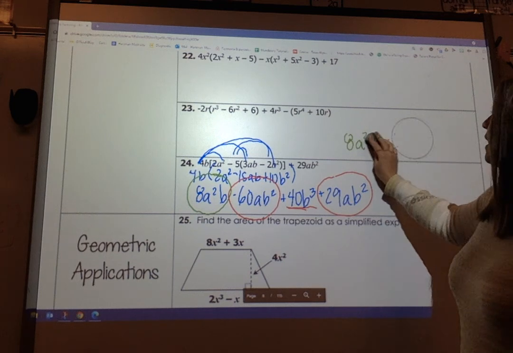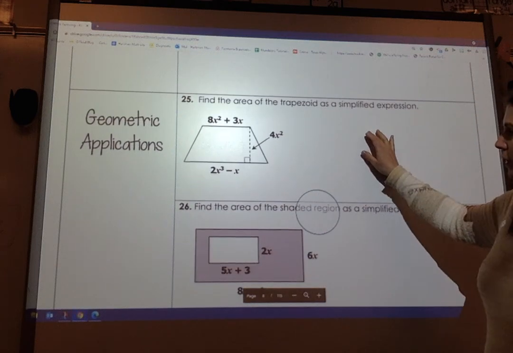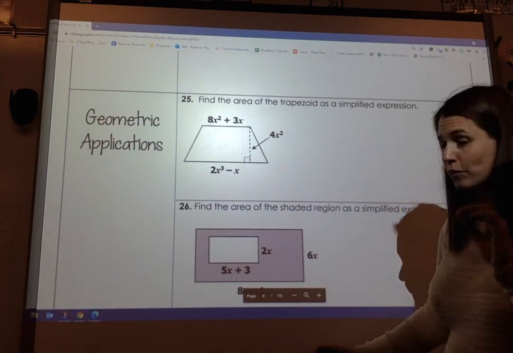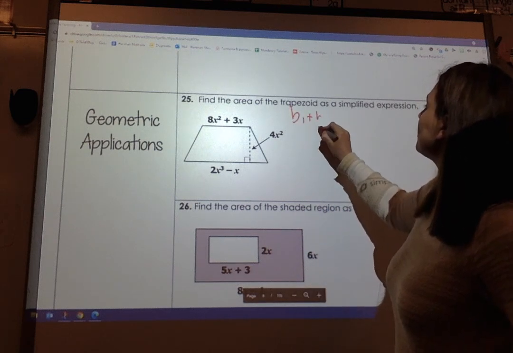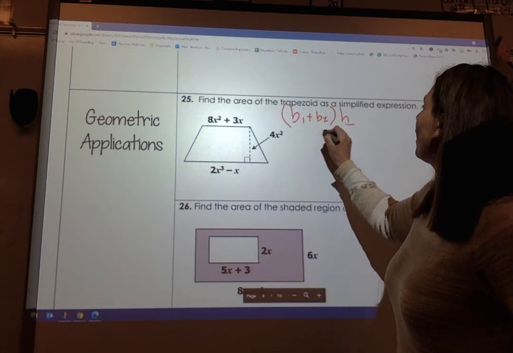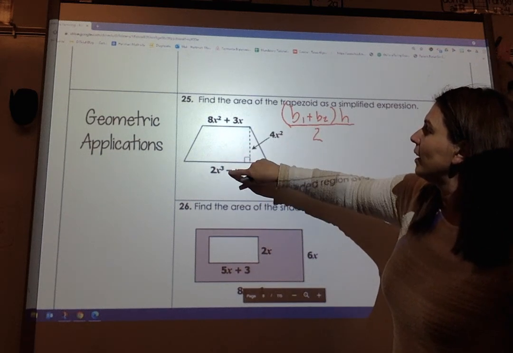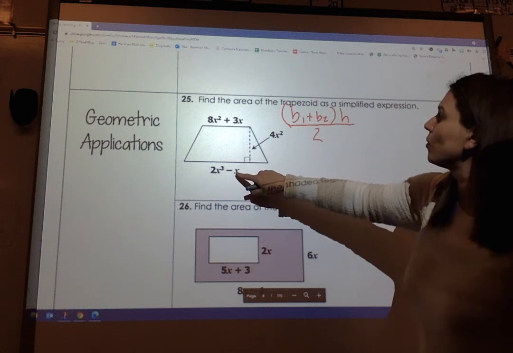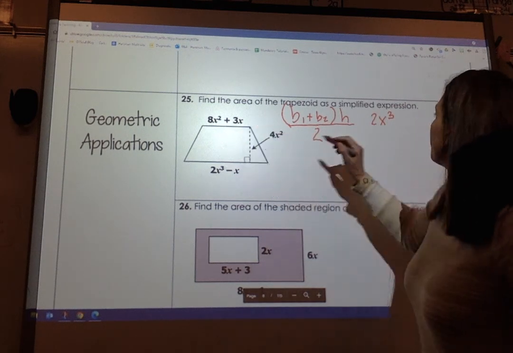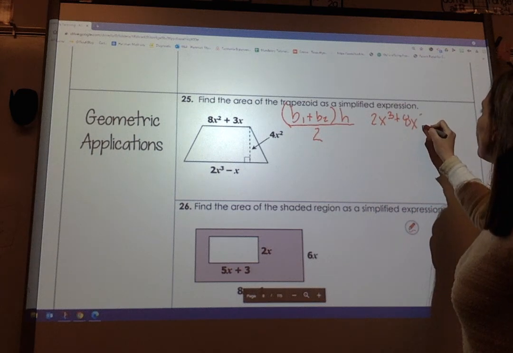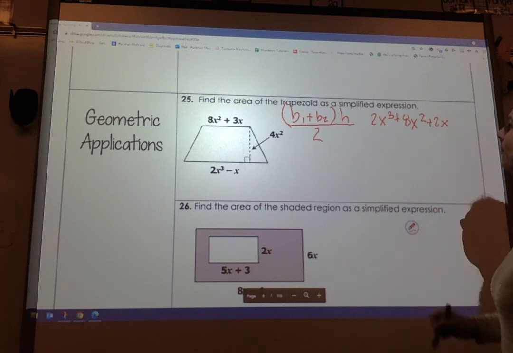All right, we still have geometric applications. So you still need to know how to find the area of a trapezoid, which you should be an expert by now. Remember what it is. You add up your bases, you multiply by your height, and divide by 2. So when I add up my bases here, I combine like terms, and I get 2x cubed plus 8x squared, and 3x and negative x combined to be plus 2x.